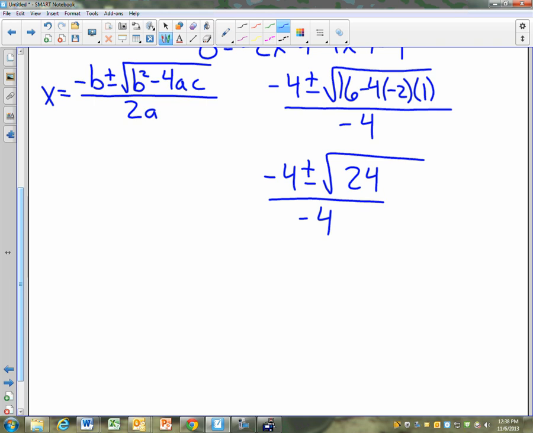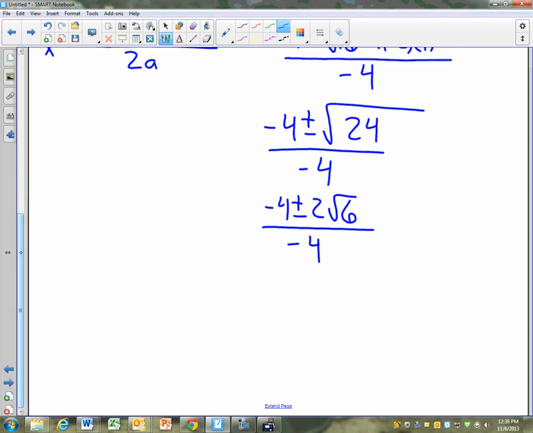So I have a positive value underneath the square root. The discriminant has a positive value, so that means I have how many solutions? 2. Can you simplify the square root of 24? Yes. 2 roots of 6. Divide by -4. I look at these three pieces. Are they all divisible by the same number? I'm going to divide by -2 so I can get rid of the negative. I get positive 2 plus or minus the root of 6 all over 2.